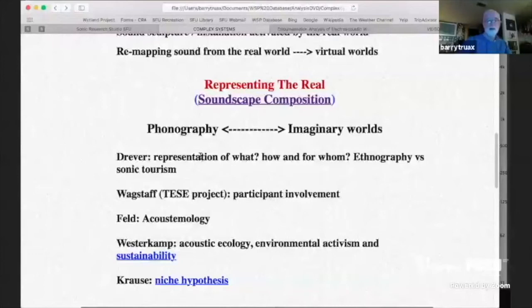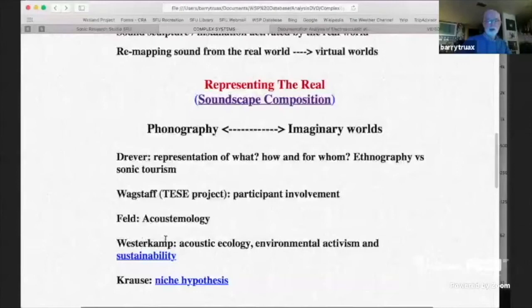His colleague Greg Wagstaff, with his traveling exhibitions of sound and field projects, such as ones in Scotland, has involved participants. So it's not just experts, but it's working with communities, for instance. The well-known ethnomusicologist Steven Feld has proposed acoustemology as a kind of epistemology of sound, how we know the world through sound, which is very much a variation on soundscape as perceived and understood. And he has contributed a lot to our understanding of other cultures.